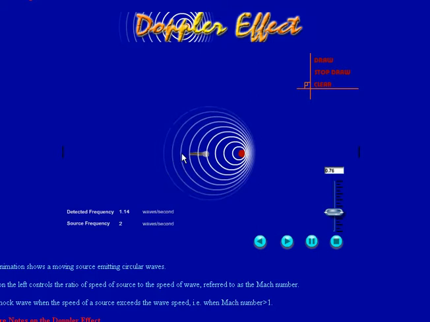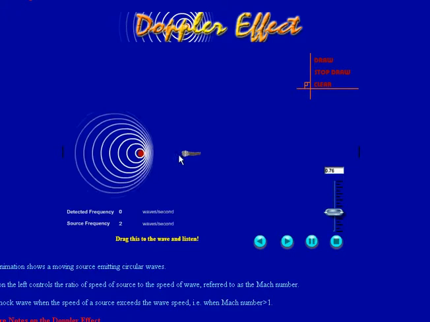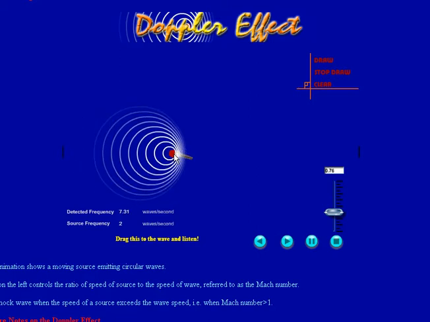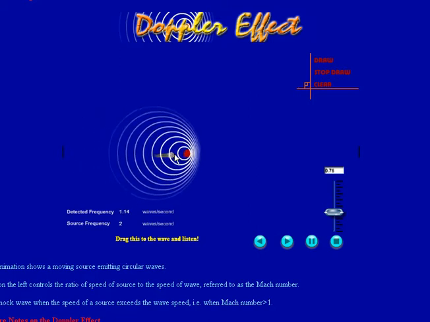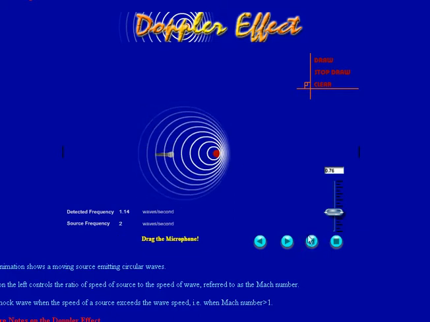Oh, listen to that, okay? We had that microphone picking up all of those compressed sound waves. The frequency was much, much higher, and then much lower, which means that the pitch here is going to be much higher than the pitch here because the frequency is different.